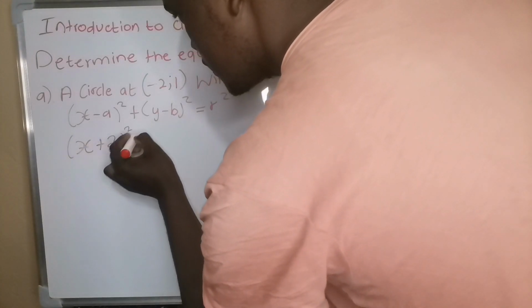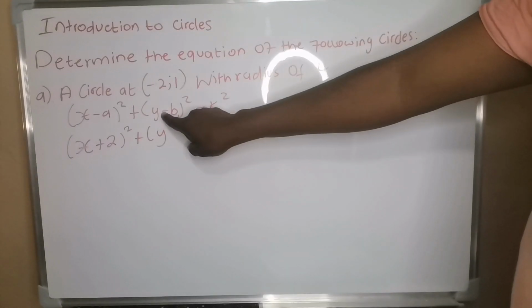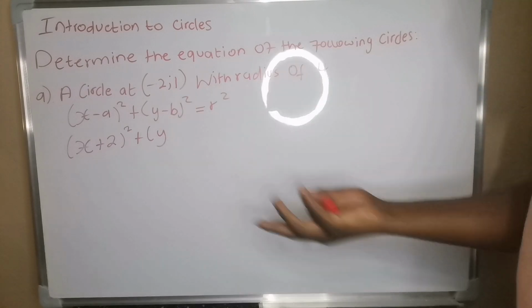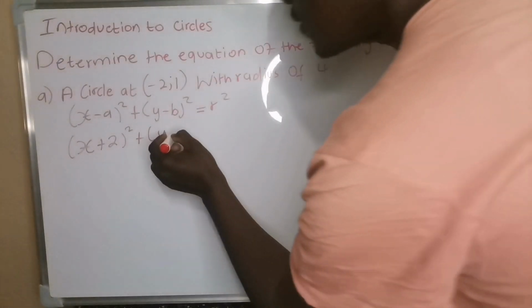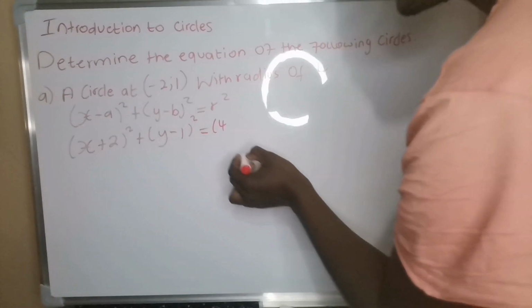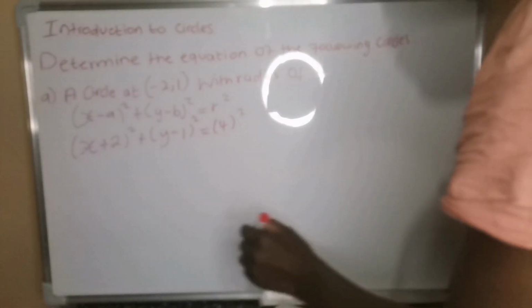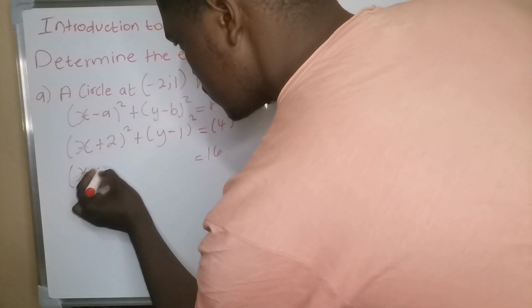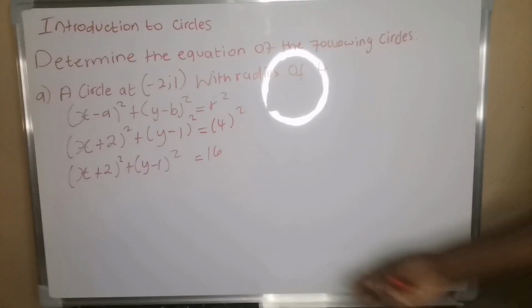Positive 2 squared, plus, with our positive 1 here, positive 1 divided by negative b is negative. Hence, if this positive 1 comes inside the bracket, it changes the sign: (y minus 1) squared. This is our r, 4, and here's our r again, squared. Okay, guys. Therefore, our equation is 16 equals (x plus 2) squared plus (y minus 1) squared. Here's our equation. You are done.